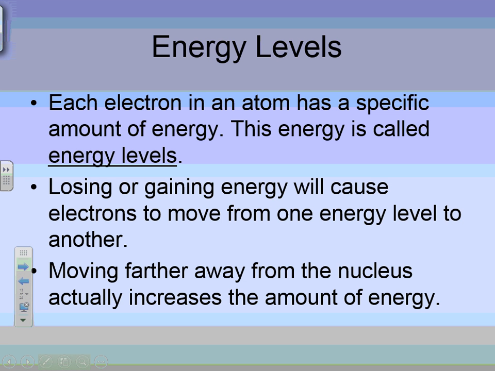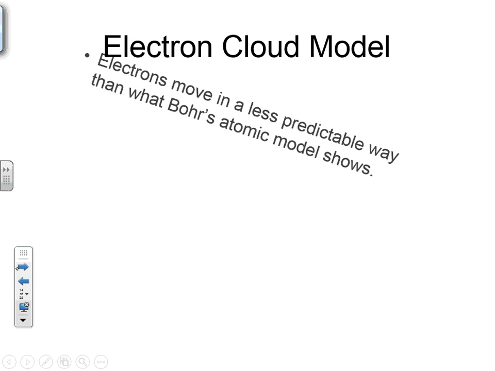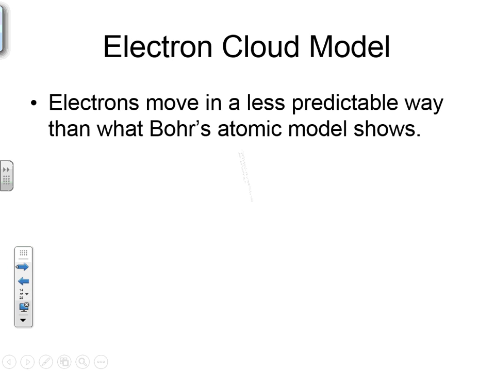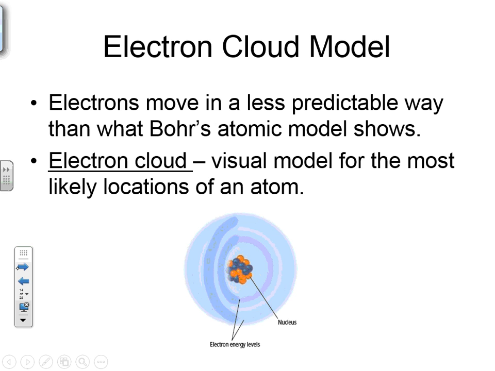So moving farther away from the nucleus increases the amount of energy an electron has, which is different from planets. The farther you get away from the nucleus, the higher the energy an electron typically has. Now, when we talk about the electron cloud, we're going to go outside on Tuesday and demonstrate what this looks like on the football field so you can get a visual picture of it.